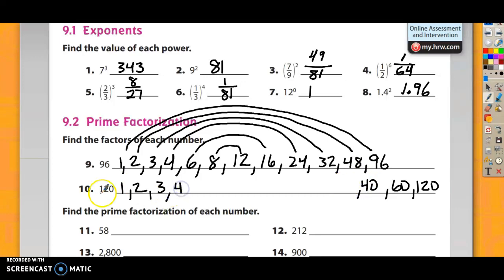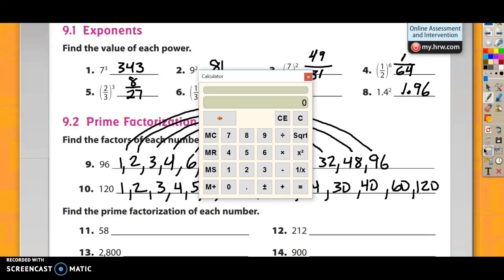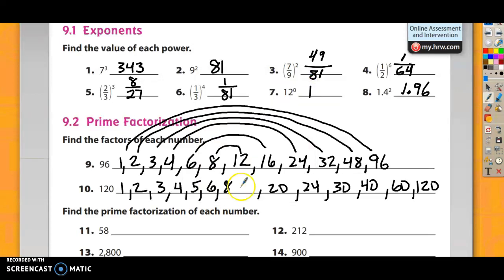4 goes into 12 3 times, so therefore 4 goes into 120 30 times. 5 goes into 120 24 times. That's on my multiplication chart. 6 goes into 120 20 times, because 6 times 2 is 12. 7 does not go into 120, but 8 does. 8 goes in 15 times. Let me check that. 8 times 15 is 120, so it's 8 times 15.